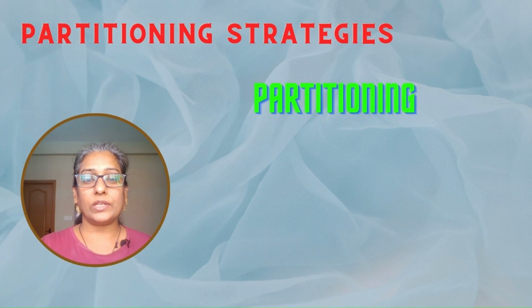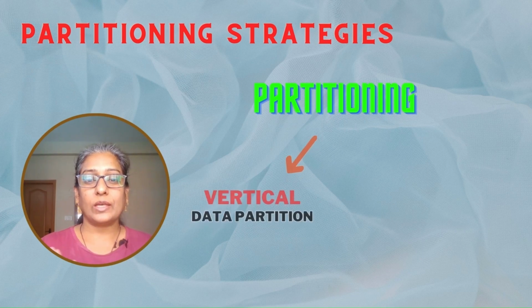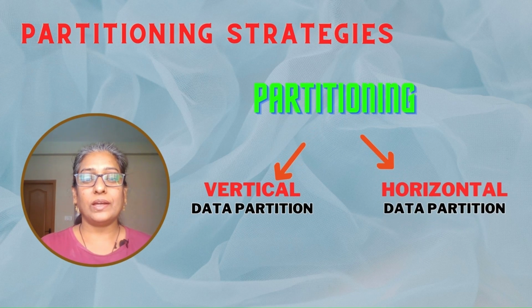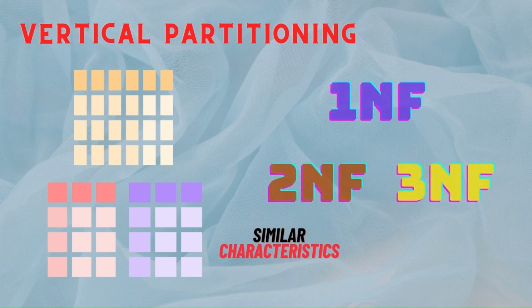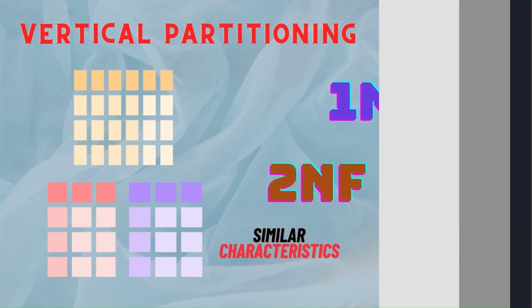There are two different types of data partitioning: vertical data partitioning and horizontal data partitioning. Vertical data partitioning, also known as column partitioning or column based partitioning, is a data partitioning technique where a table is divided vertically based on columns. In this approach, columns with similar characteristics or access patterns are grouped together in separate partitions. Normalization is one way to perform vertical partitioning.